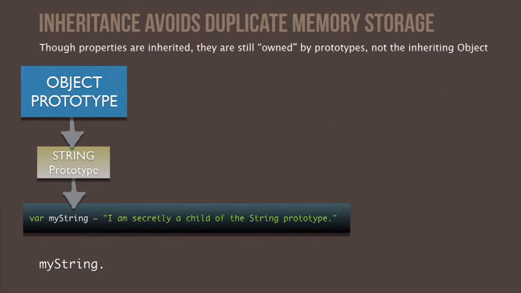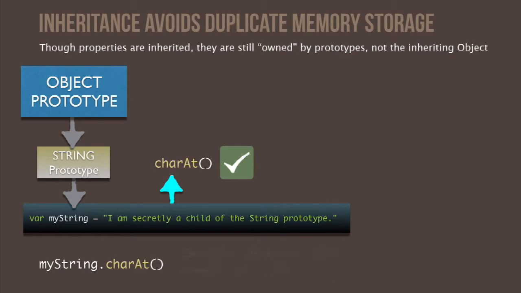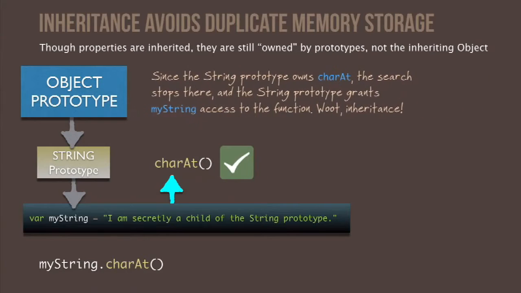Pretty cool, right? So the same goes with a common string property like charAt, which you've seen before in road trips 1 and 2. myString looks up to the string prototype and says, yo, string prototype, do you have a charAt method? String prototype says, yes, I have a charAt method, and you are most welcome to use it. Since the string prototype owns the charAt, the search is going to stop right there. The string prototype will grant myString the access to the function. Inheritance is pretty awesome.